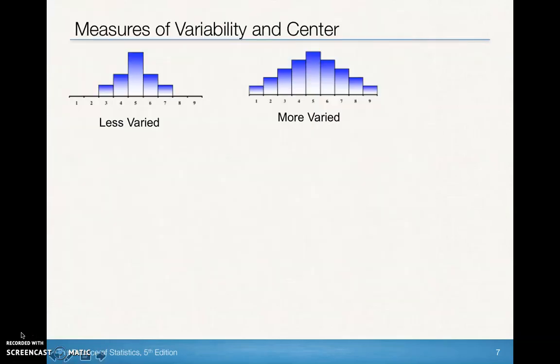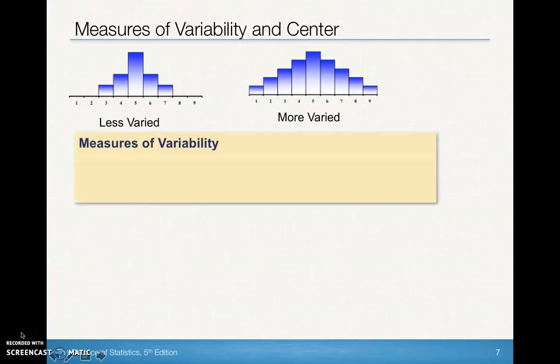So let's talk about measures of variability and measures of center. So a less varied graph has a smaller range. The data points are closer together or more concentrated in one area. A more varied graph has your data more spread out across a range.